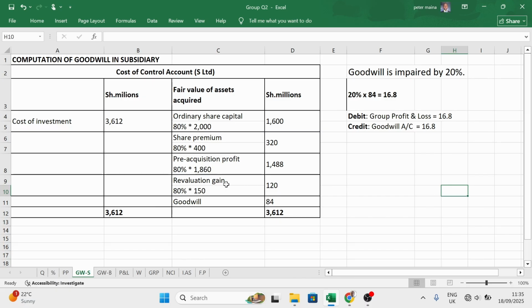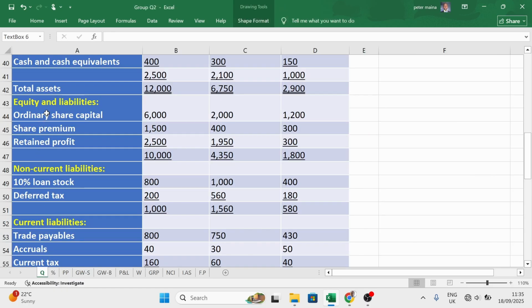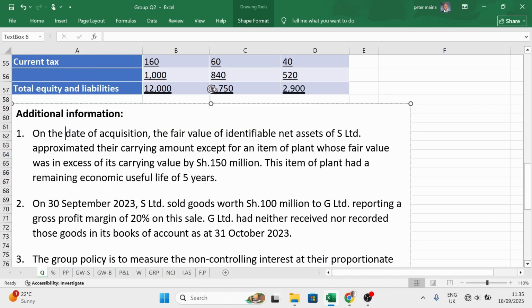Revaluation gain is normally not given in the balance sheet. You are going to find it in the additional information, but it is also an equity item. So if you go back to the question, we have exhausted all items under equity. Then you go to the additional information. There is a revaluation gain of 150 million. So this is for the assets of S Limited.